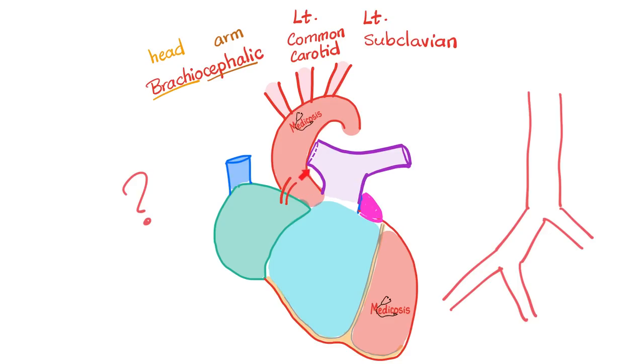What are the branches of the ascending aorta? The answer is the right coronary artery and the left coronary artery. Why do we call them coronary? Because they surround the heart like a crown. Isn't that beautiful? Of course it is. Until they get blocked. Then it's painful.